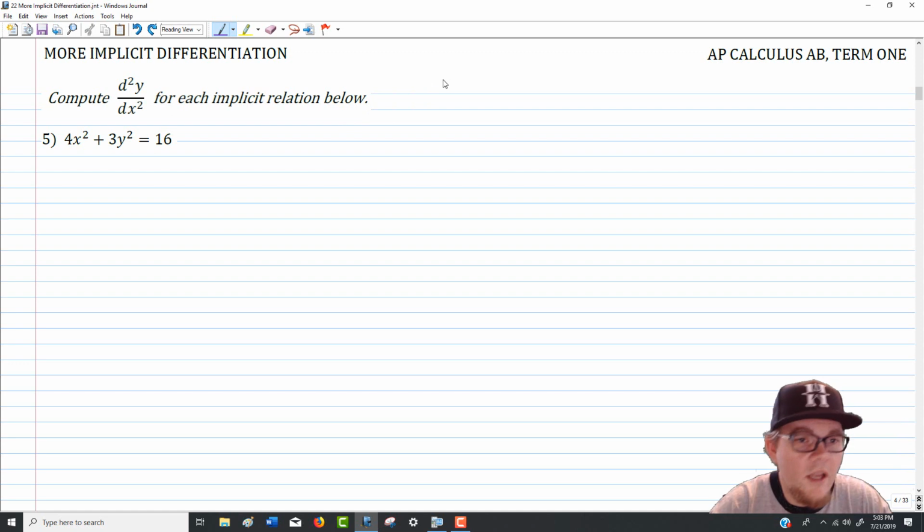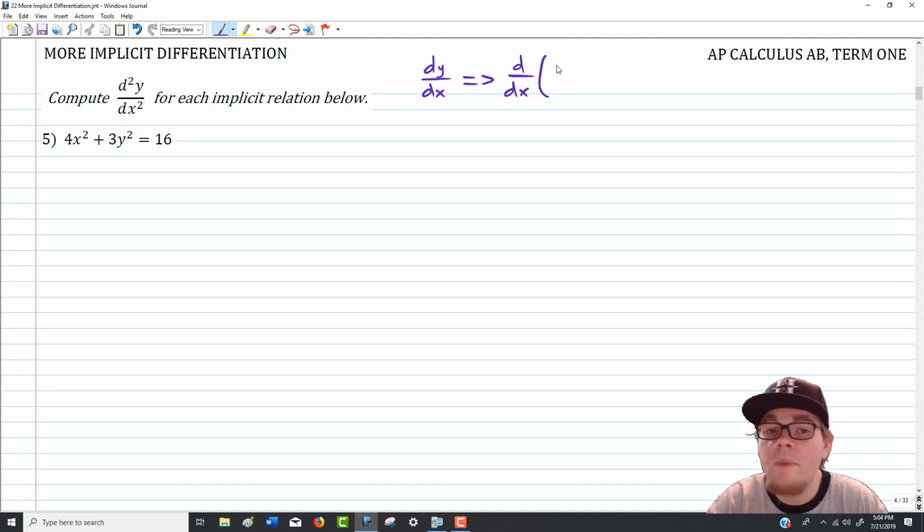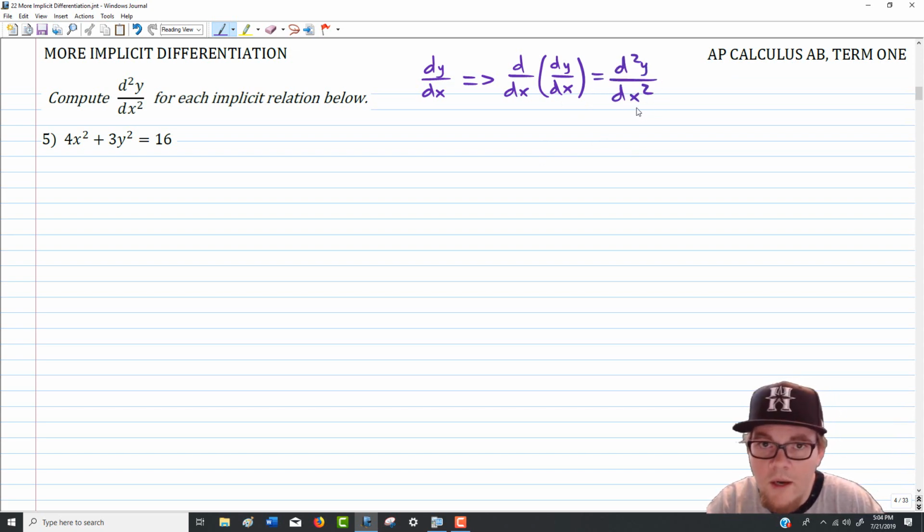In order to get there, you'll have to recall that the progression we have to follow is first we need to compute dy dx, just like any derivative, and then after that we're going to compute the second derivative by taking the derivative with respect to x of that expression dy dx, and that will be equal to the answer we're looking for, d2y over dx squared.